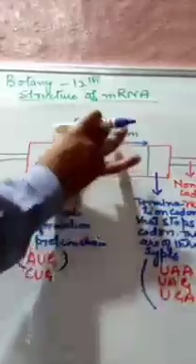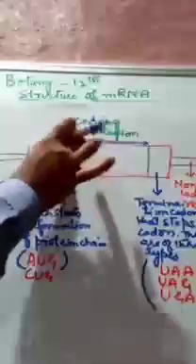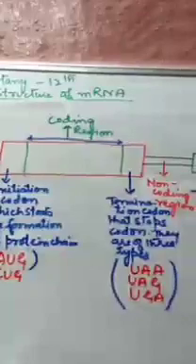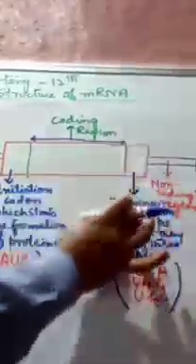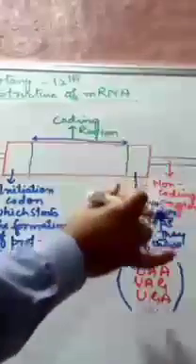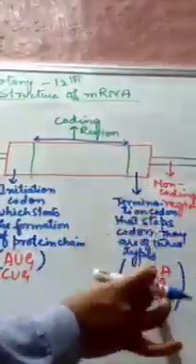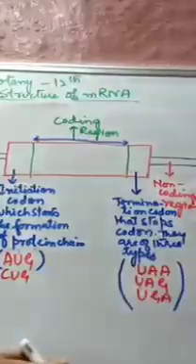The big part in the middle is the coding region. This is the main part, which consists of the codes for the formation of mRNA. Then again we have got the termination codon. These are the codons that stop this coding, and they are of 3 types: UAA, UAG and UGA.